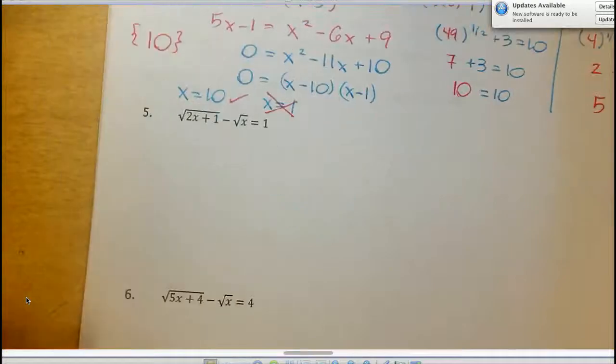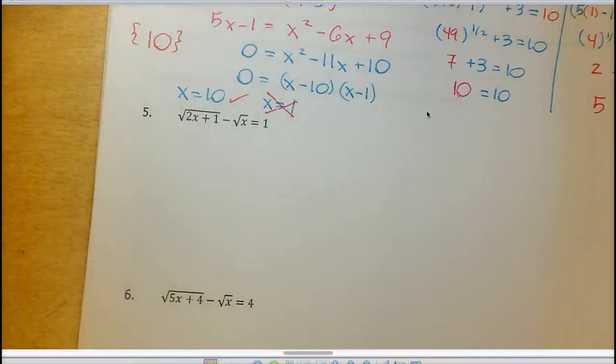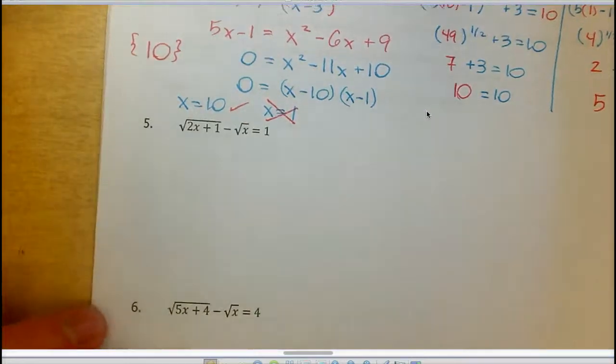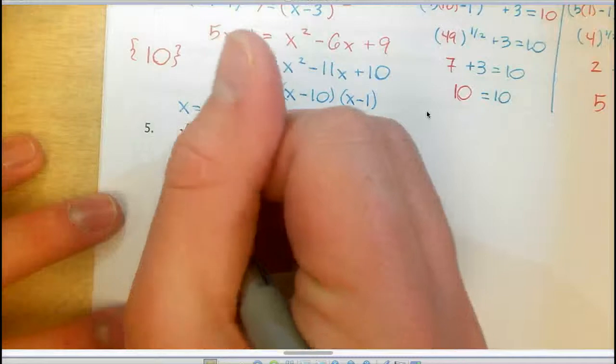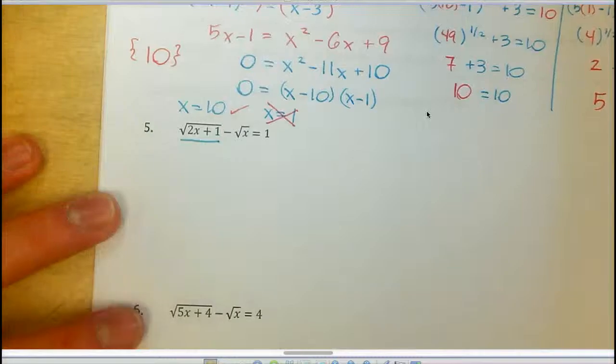Okay, last couple of examples. In these examples, you're going to notice that there are 2 radicals per problem. So whenever you have 2 radicals per problem, you want to focus on isolating the most complicated looking radical first. So for number 5 here, I have radical 2x plus 1 minus radical x equals 1. The more complicated or lengthy radical is the first one, radical 2x plus 1. So I'm just going to focus on isolating that one first.